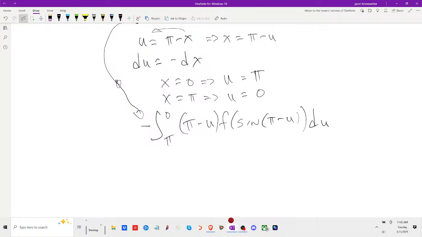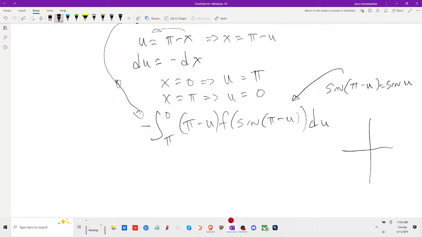Now, one thing to note is that sine of pi minus u is equal to sine of u. So now you can kind of see why they made that substitution. And that's just one of those identities.